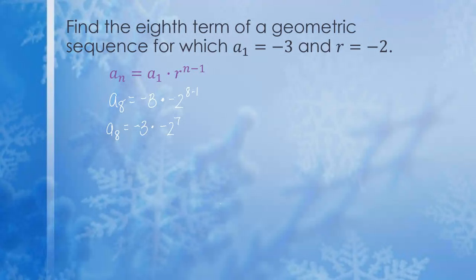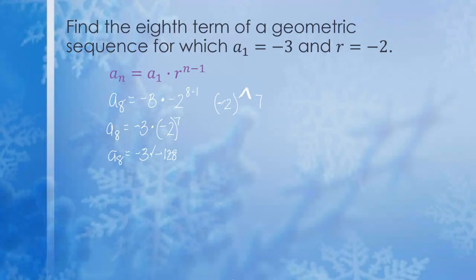8 minus 1 is 7. So now we have -2 to the 7th power. Guys, when you put this in your calculator, it is very, very important that you use parentheses, okay? So I'm going to take -2 to the power of 7. In my calculator, I have this little button here, and that takes an exponent, and I get -128.